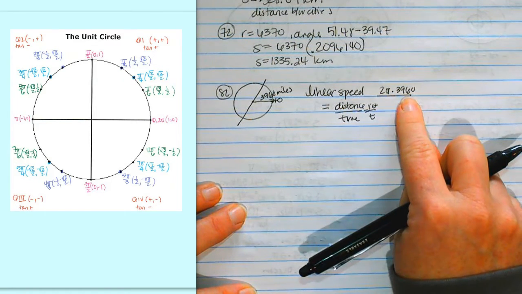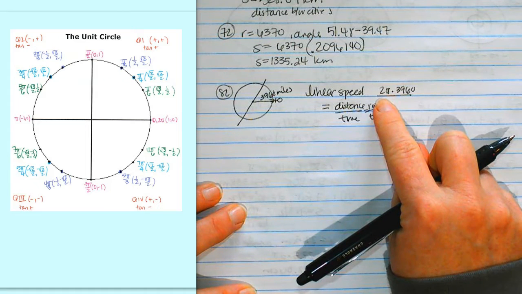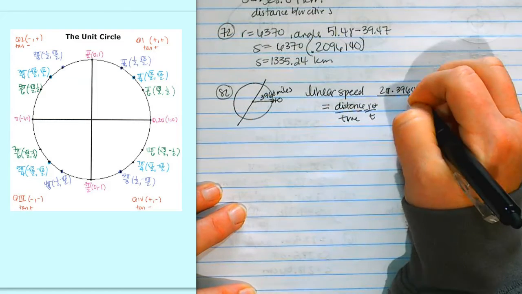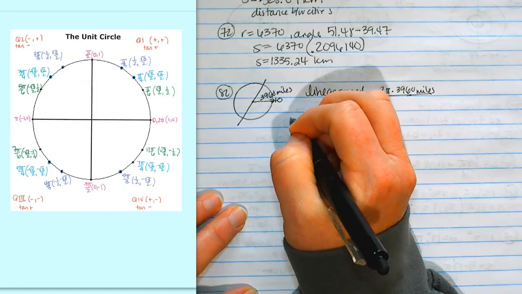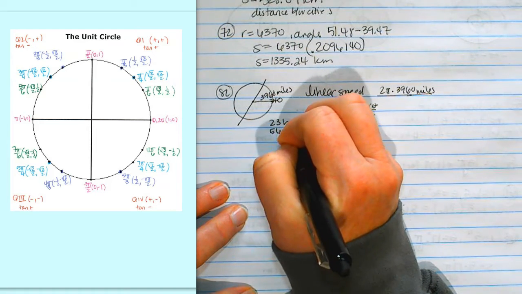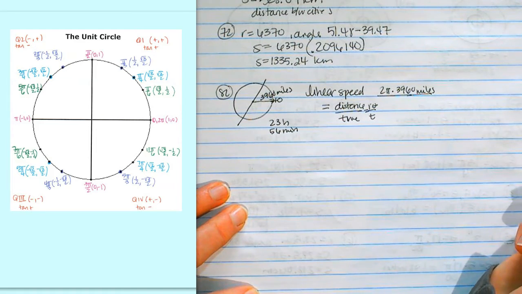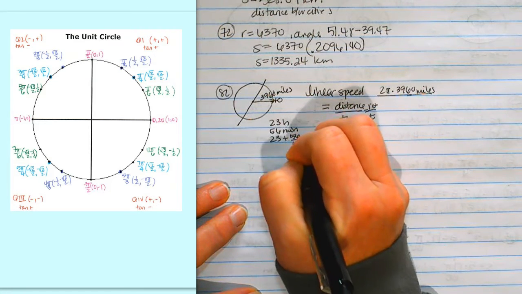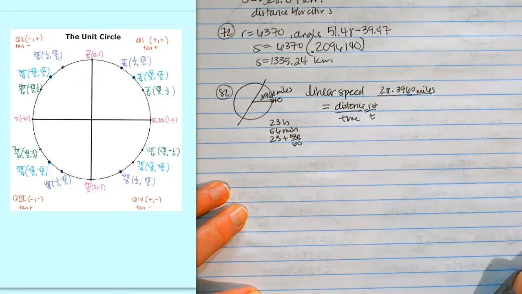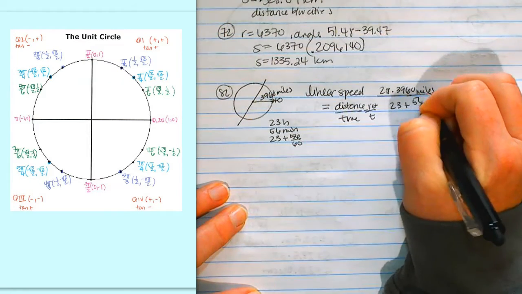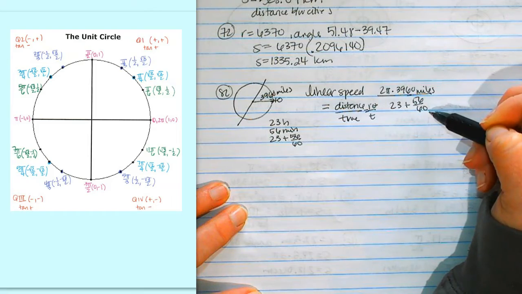So I've got the distance they traveled as 2 pi, one revolution around the circle, which is the Earth, times the radius of the Earth in miles. And then they said it took 23 hours, 56 minutes, and I need to make that into one number. So what is that in one number? That is 23 whole hours plus 56 over 60 for that part of an hour. So I'm going to put that here in the bottom, 23 plus 56 over 60. This is a portion of an hour.